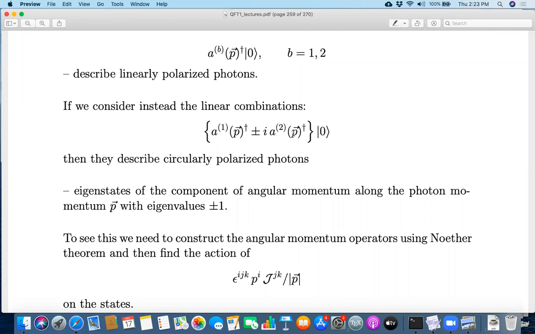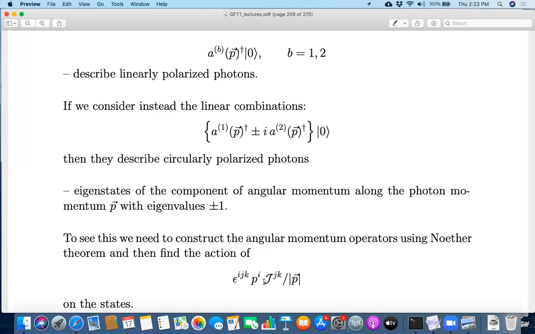If you had done this for a Klein-Gordon field, take a massless Klein-Gordon field moving along certain directions, and apply the angular momentum operator, this component of the angular momentum along p, on the Klein-Gordon field, you will find that the result is 0. That is basically a reflection of the fact that the Klein-Gordon field represents a spin 0 particle.